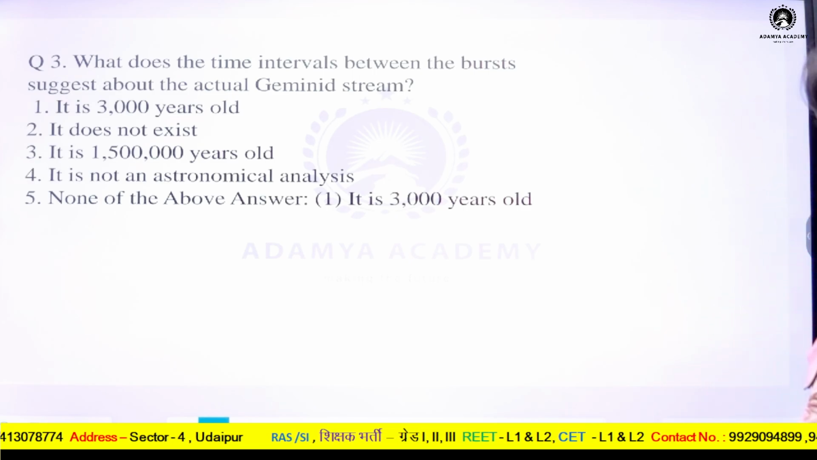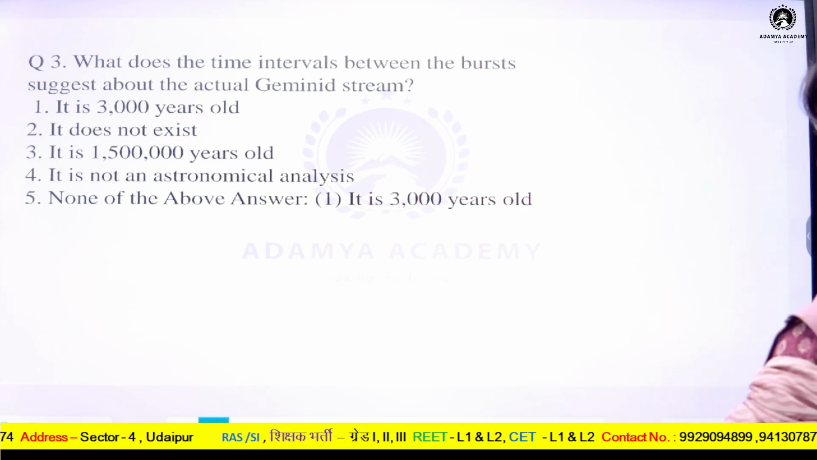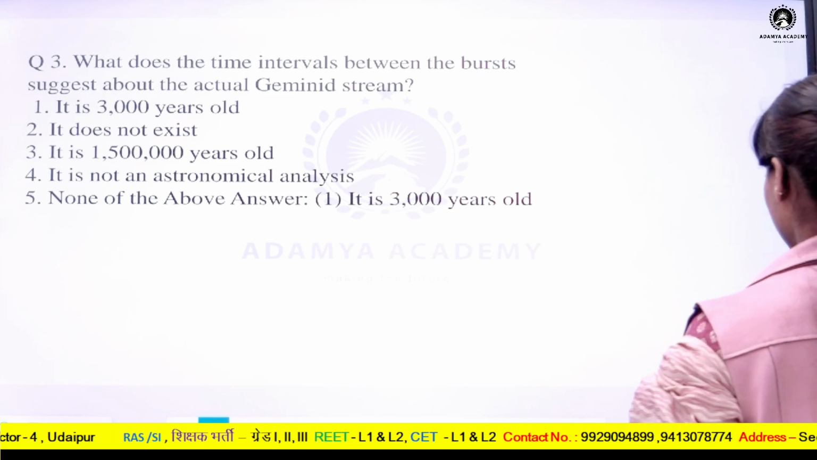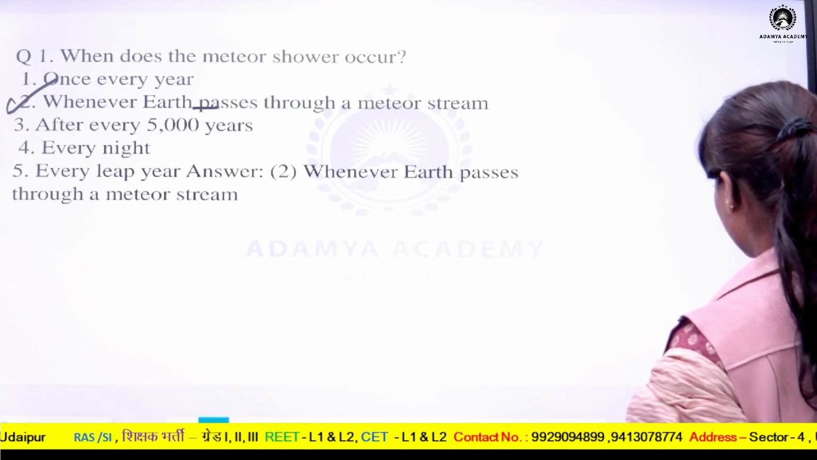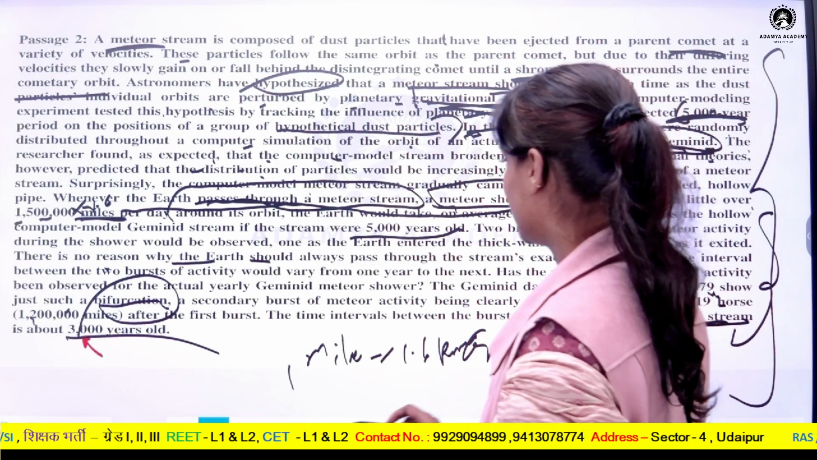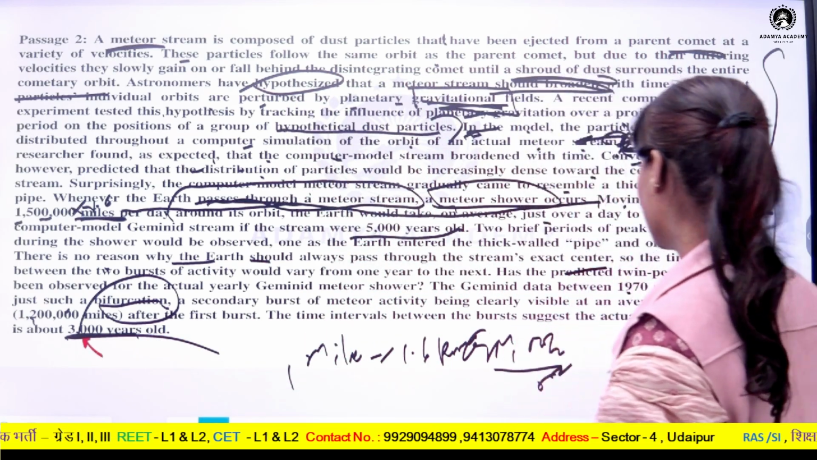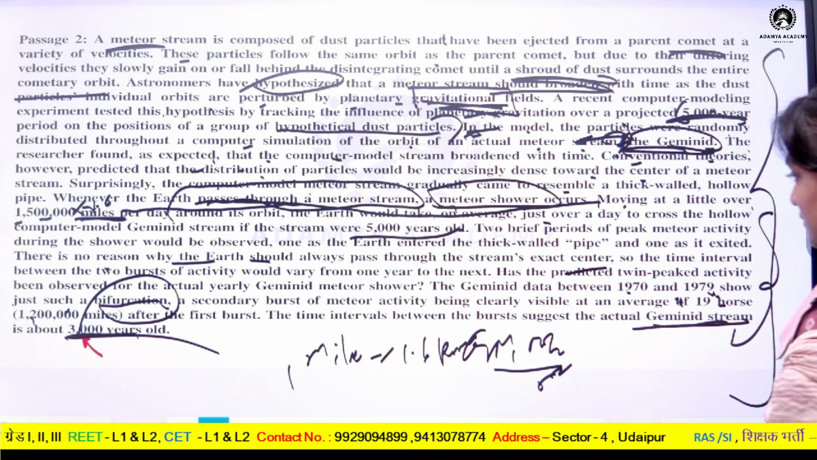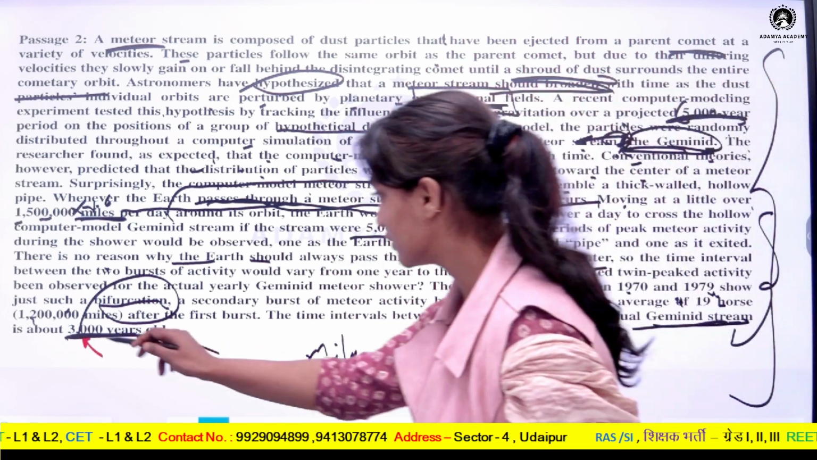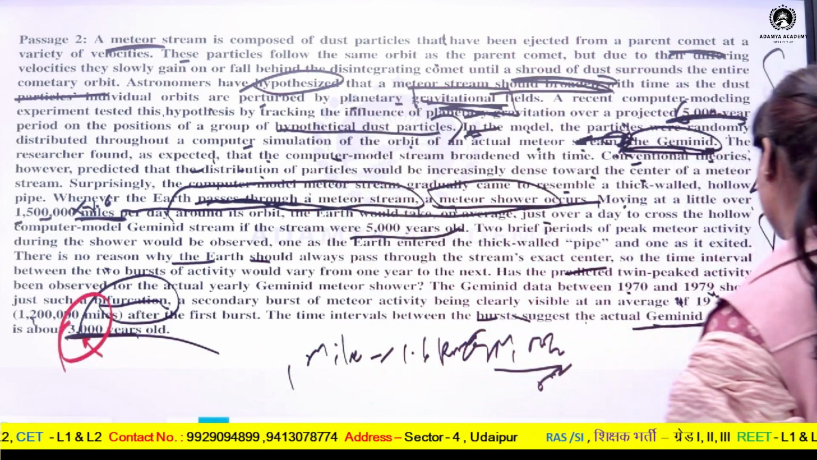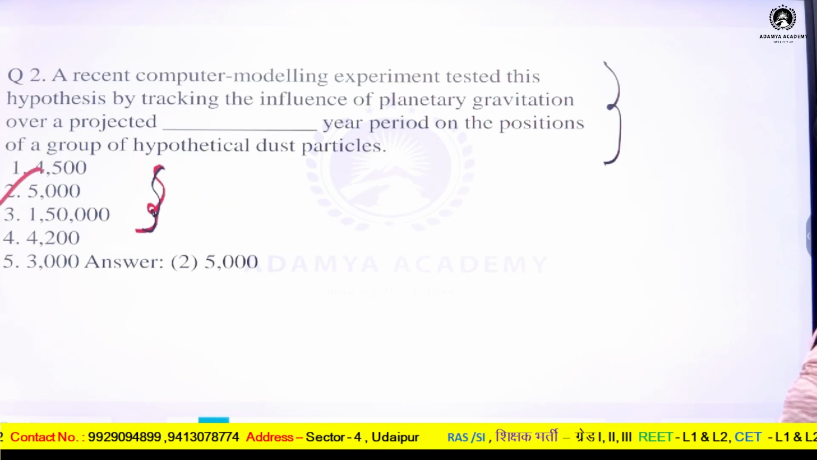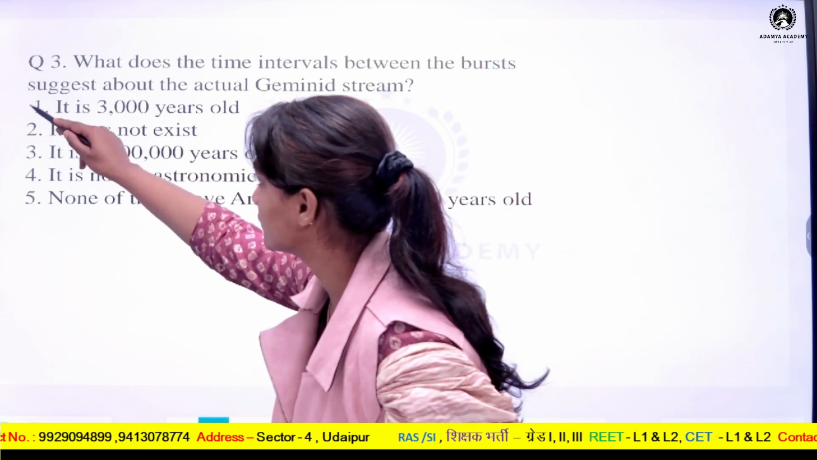What do the time intervals between the bursts suggest about the actual Gemini stream? This we have seen is a very visible line in the passage, and it is actually 3,000 years. This is also a straight answer. The time intervals between the bursts suggest the actual Gemini stream is about 3,000 years old. So the answer is, it is 3,000 years old.